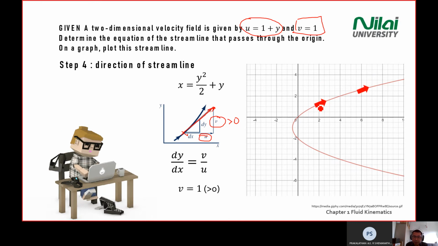So on the graph here, straight away, you know that it's going up like that. And you know that a streamline actually is a continuous line of points. So you have one direction already. Of course, the bottom one should follow the direction. This one is by intuition, because once you find this direction already, you already know what is the direction from the bottom. Because all this line is a continuous line. Okay, this is how you find the direction.